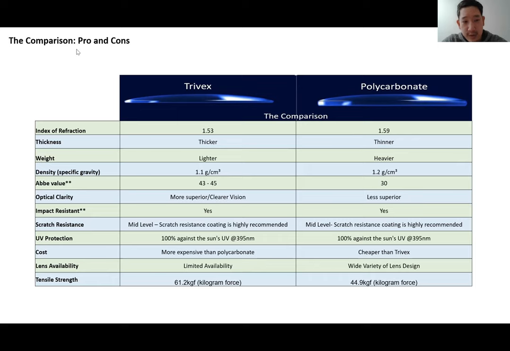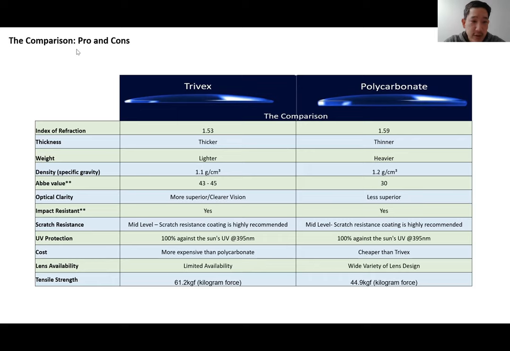For the scratch resistance, I have here as a mid-level, right? So polycarbonate lens material is known to be softer, right? And Trivex material is known to be better or more scratch resistant, but it is highly, highly recommended that an added scratch resistant coating be applied to either a polycarbonate lens or a Trivex lens. That will make your lens last longer and give you better vision with no scratches in front of your eye.